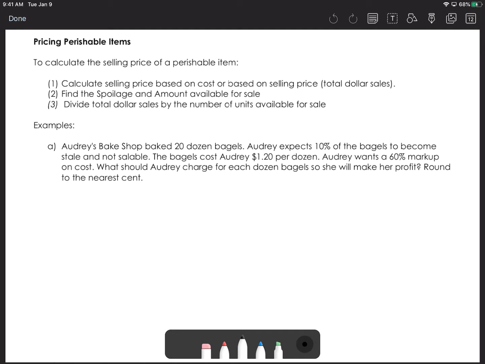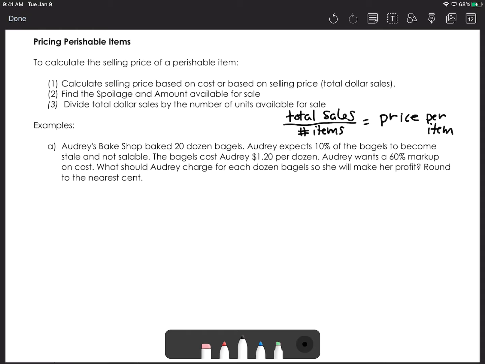Okay, in this video, I'm going to show you how to find the price of a perishable item when you have to take into consideration that you might have some spoilage. So, in general, the idea of what we're trying to do is find the total sales and divide by the number of items we're trying to sell, and that would give us the price per item.